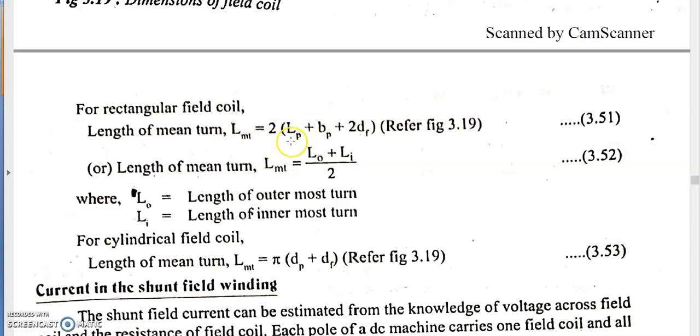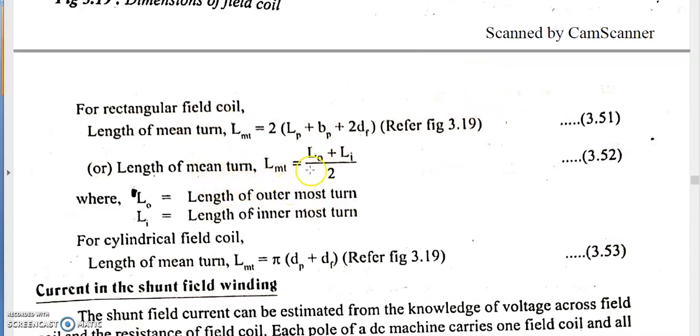So it is 2 times of LP and BP and 2 times of DF. That is 1 time of DF with BP and 1 time of DF with LP. So that is DF by 2 times with length and DF by 2 times with breadth. So that gives DF plus DF, that is 2 times of DF. So 2 times of LP plus BP and 4 times of DF is the mean turn length of the field coil. So this is one way of calculating length of mean turn of the field coil.